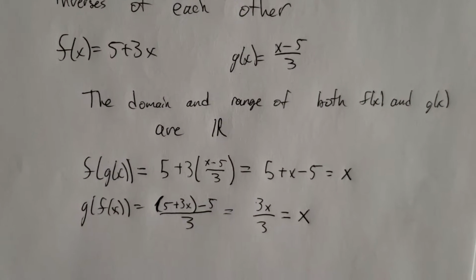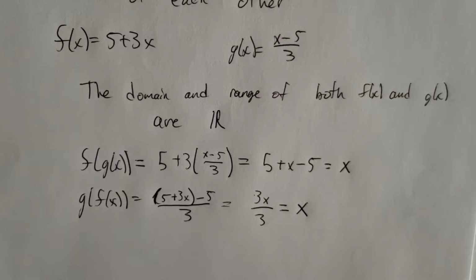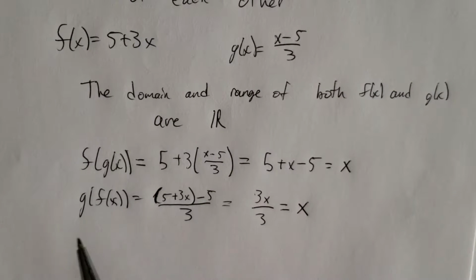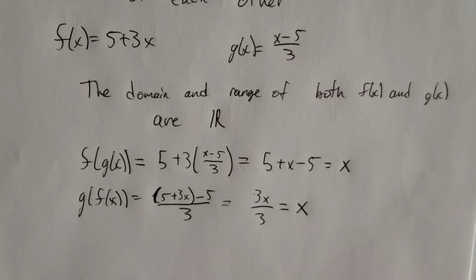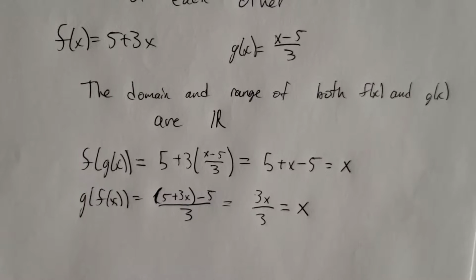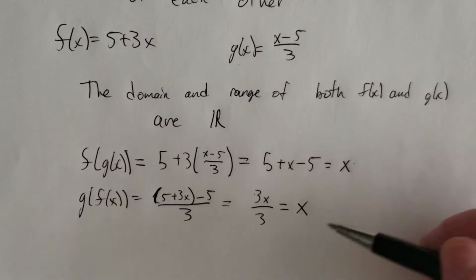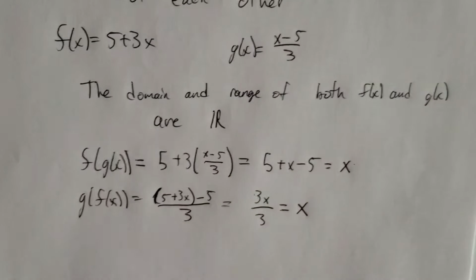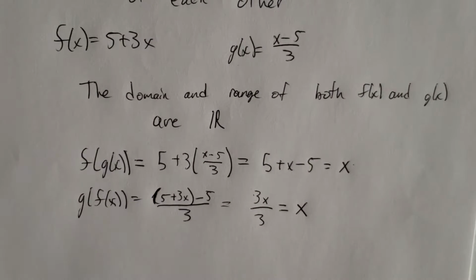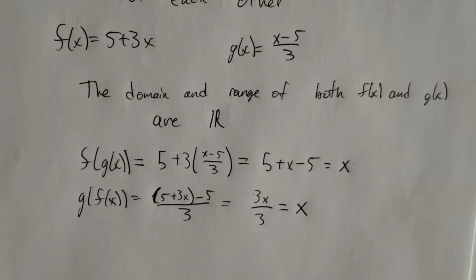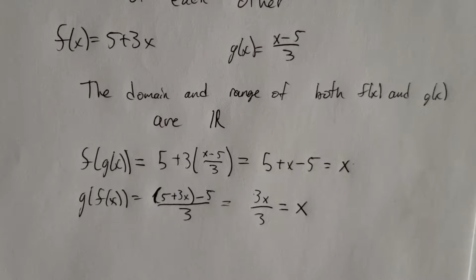So in fact, we do get f of g of x is x, and g of f of x is x, for all x in the domain of f for this first one, and in the range of f for the second one. So we are done. We have used the inverse function property to determine that f and g are inverses of each other.